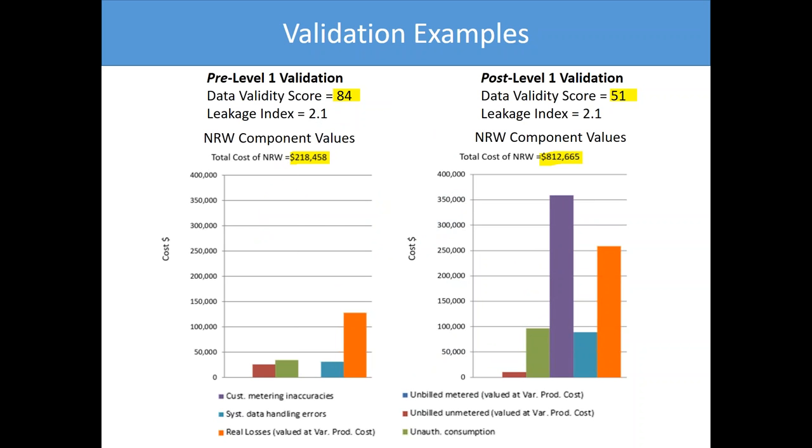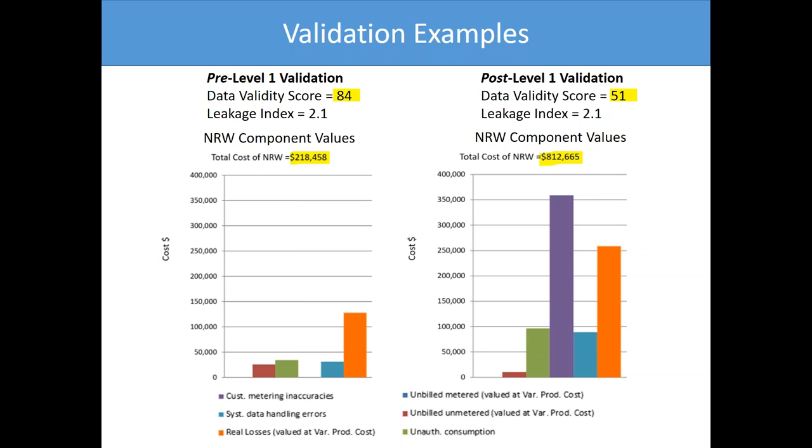This one is a case study where before validation they had a data validity score of 84, and through the validation process and refinement of applying the data grades to all of the water inputs, had a significantly lower data validity score. It was simply a matter of going through the process of discussion and airing out what the different practices were and interpreting how those aligned with the criteria in the data grading matrix and how that applied to each input. So a couple of interesting things came out of that.